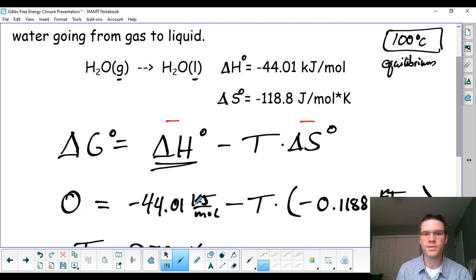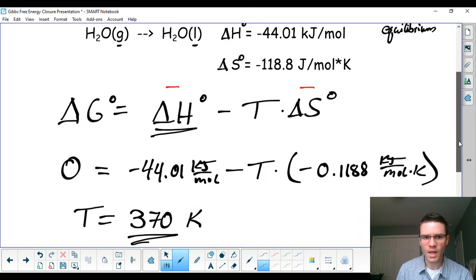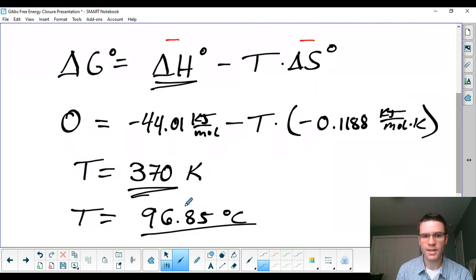So if you plug those values in from our particular problem, I converted delta S by dividing by 1,000, and I solve for T. T will be in terms of Kelvin here. You get 370 Kelvin. Well, 370 Kelvin converted to Celsius is 96.85 degrees Celsius. And this would be where your Gibbs free energy, delta G, equals 0.